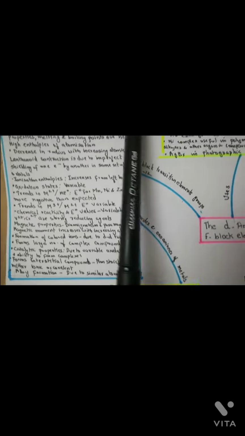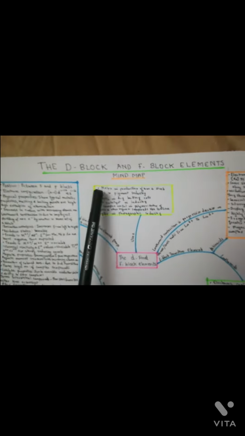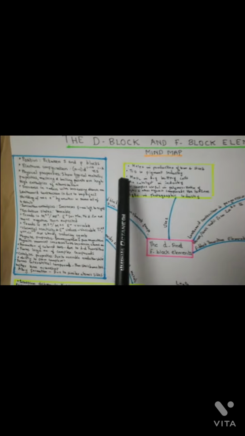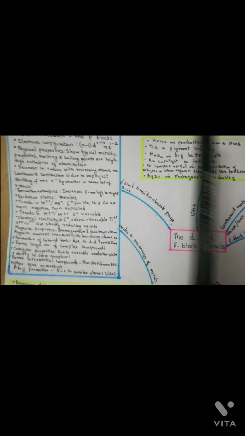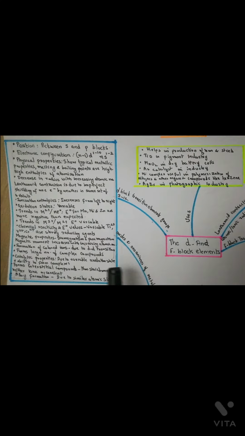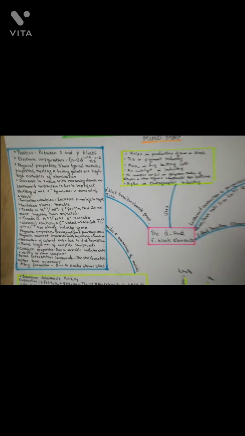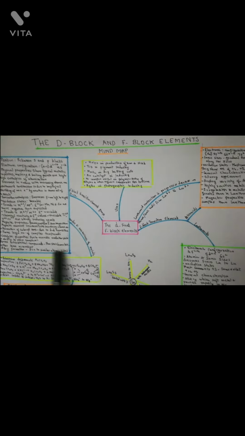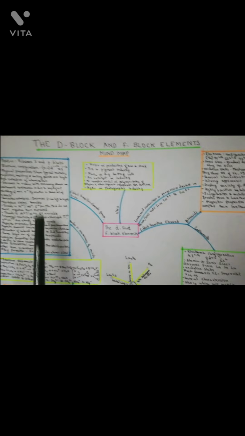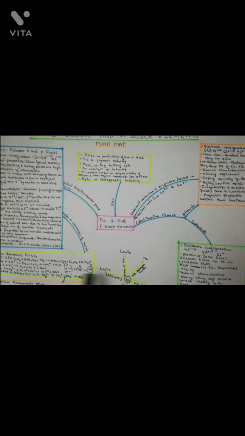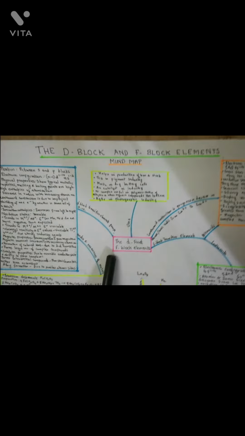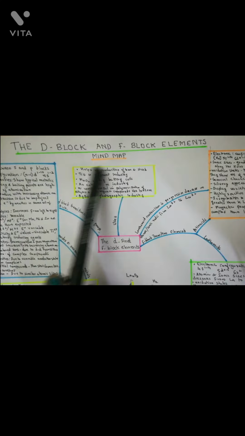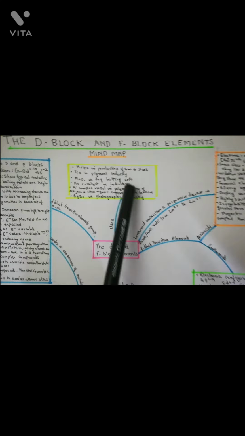So today I have come up with the mind map of the D block and F block elements. So here we have a mind map. The whole big page and pages of lesson, I have shortened down to this page with all the important points included. Here you can find the D and F block elements. Then here on top you can see the uses of these.